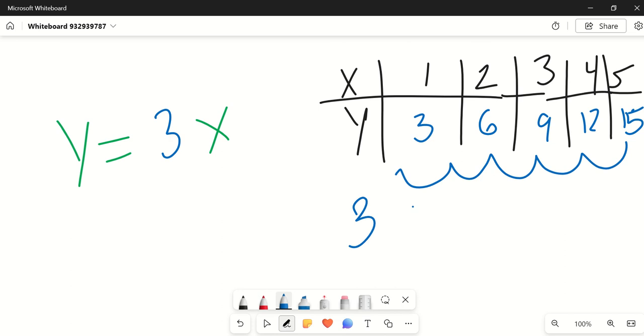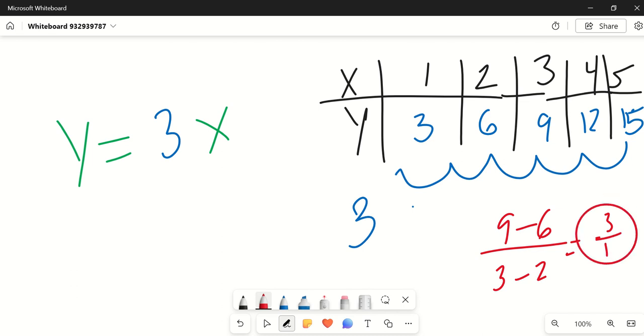And then again, I could take y2, so we'll start with this one. We'll say 9 minus 6, y2 minus y1, and then x2, which would be 3, minus x1, which would be 2. This would be 3 over 1. My constant rate of change is still 3 over 1.